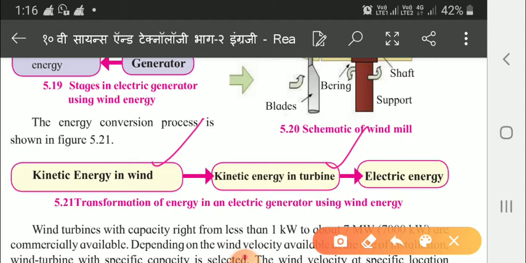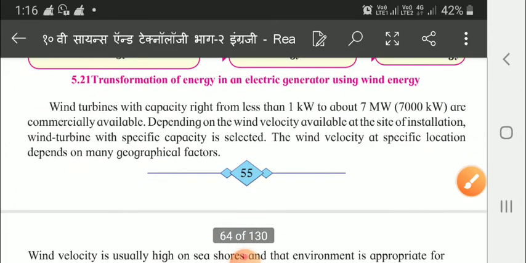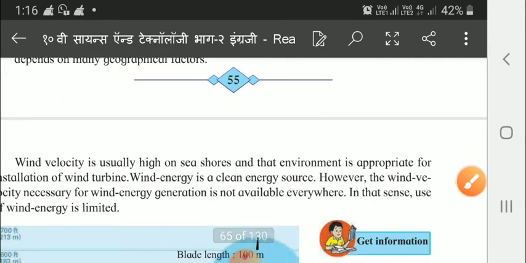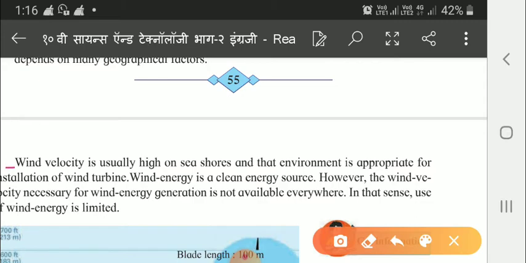The wind velocity is usually high on the seashore, and the environment is appropriate for the installation of wind turbines. This wind energy is a clean energy source. The wind velocity which is necessary for wind energy generation is available only near the sea shore or the river, etc.